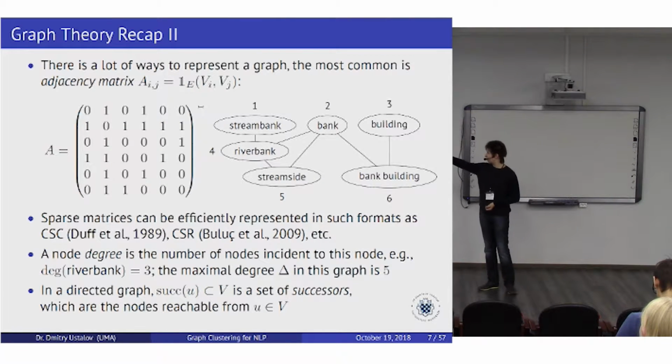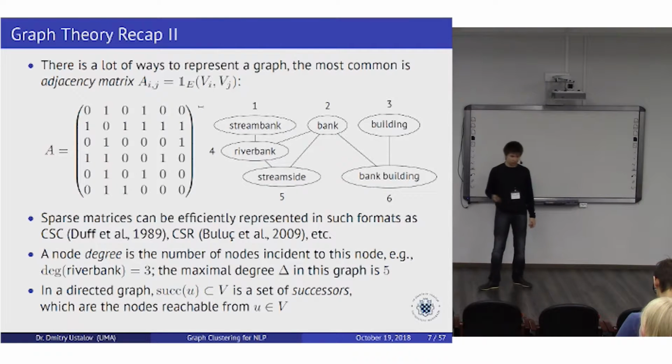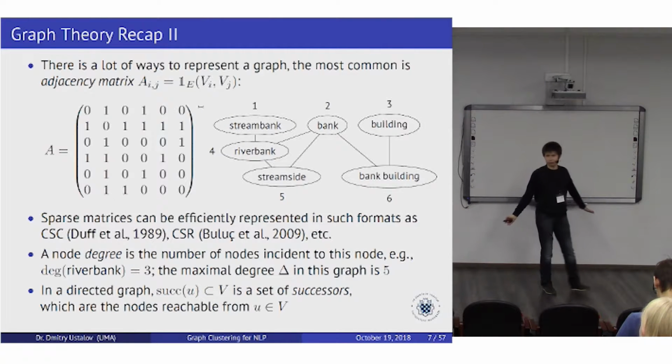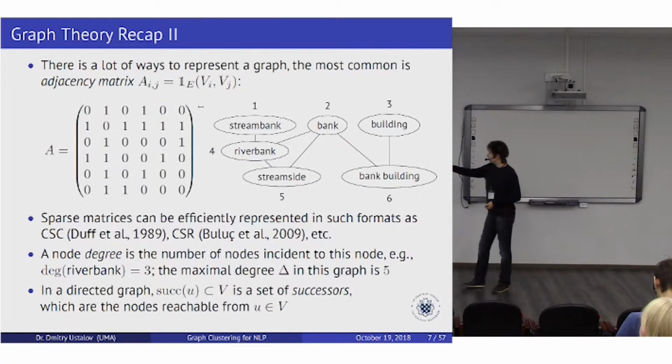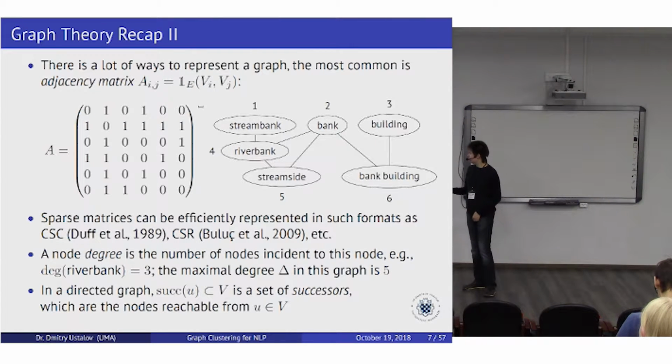So people came up with a few efficient formats to represent matrices. Apparently, these matrices represent graphs, and they improve memory spending greatly. So also a graph has nodes, and each node has a degree.